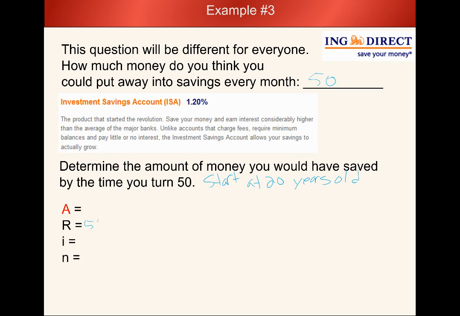So the amount of money I'm putting in is $50. The interest rate is only 1.2%, which is 0.012, divided by, it's each month, so I've got to divide it by 12. So I go back here because it's 12 times per year. 0.012 divided by 12, because it's monthly, is going to be 0.001, and that's it. The number of times, it's 30 years. So I'm going to say it's 12 times a year for 30 years. So 12 times 30 is equal to 360.